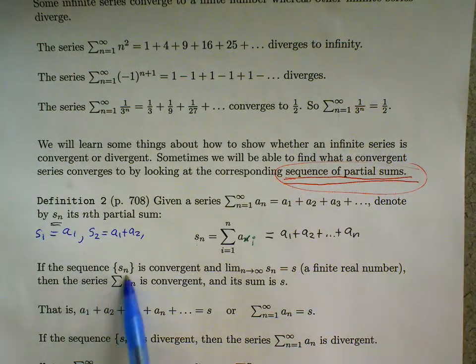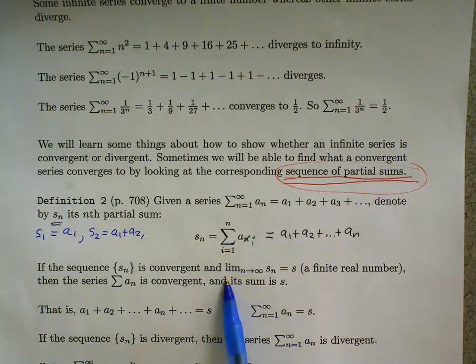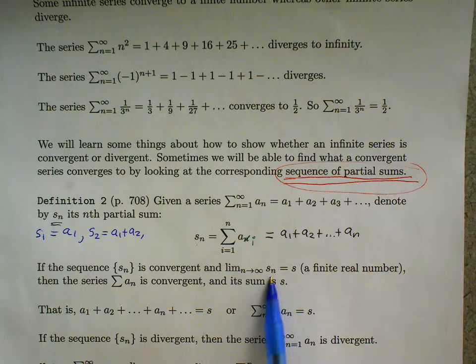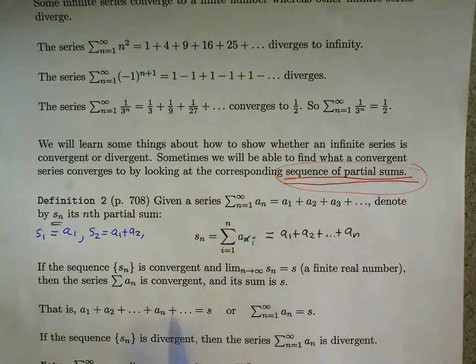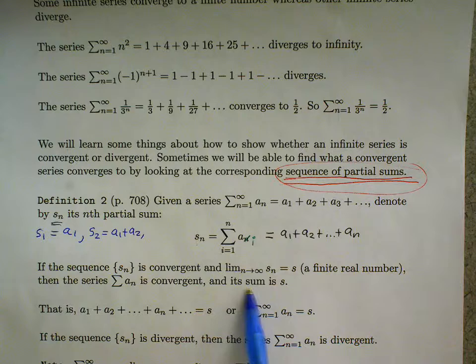If the sequence of partial sums, the sequence of the S sub n terms, is convergent, then we can say that the limit of S sub n as n approaches infinity is equal to S, a finite number. S is what it converges to. Then the infinite series is convergent, and its sum is S.